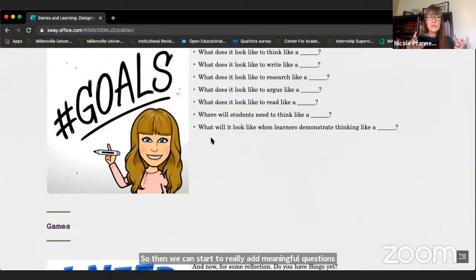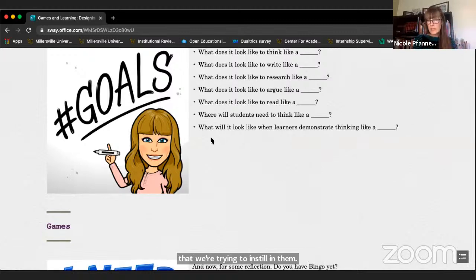So then we can start to really add meaningful questions like, where will students need to think like this? What do those spaces look like? And how can games model some of those spaces so that students aren't just connecting to content, but they're connecting the content to the ways of thinking that are valued, and they're practicing in a space where failure is expected, because failure is absolutely expected in games as a way of learning, where they can practice thinking like and working through the habits of mind that we're trying to instill in them.